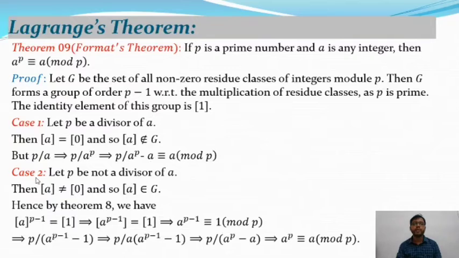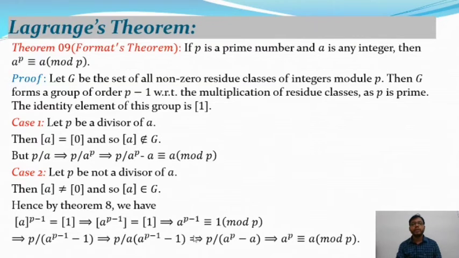And the second case of the above theorem is when p is not a divisor of a. Then the residue class of a is not equal to 0, and so the residue class of a belongs to G. Hence by the above theorem, that means theorem number 8, we conclude that the residue class of a to the power p minus 1 equals 1. From this we get that a to the power p minus 1 is congruent to 1 modulo p.